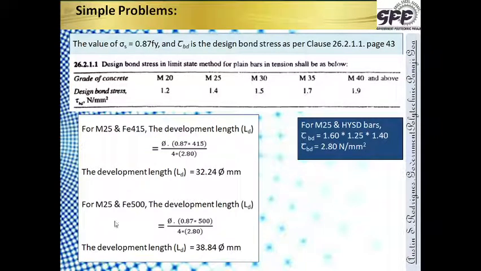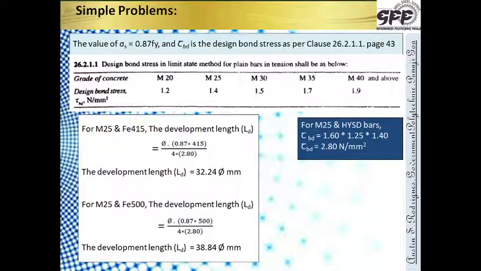Now coming to the further part, M25 and Fe500, since it is M25, since the bars are in compression, since the bars are HYSD bars, the high yield strength deformed bars, this calculation remains the same. Tau BD becomes equal to 1.60 into 1.25 into 1.40, which we have got from here, that is 2.80, that is substituted over here. The development length LD is equal to 38.84 times the diameter.